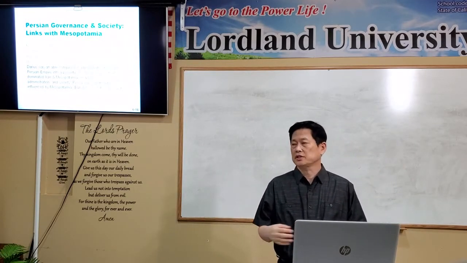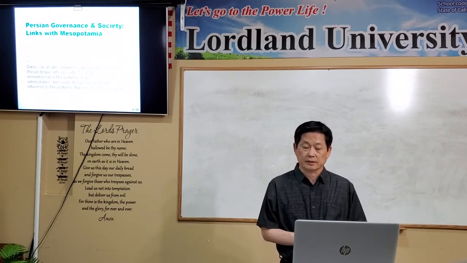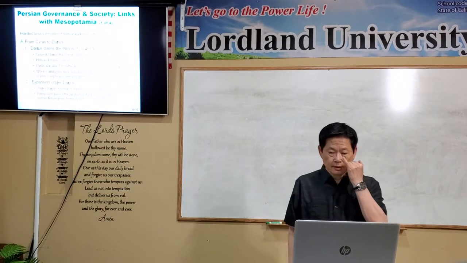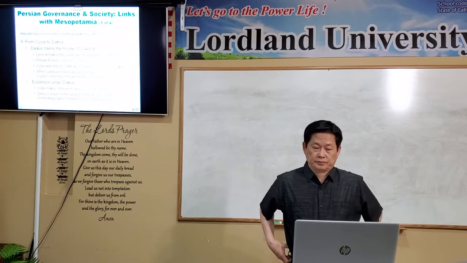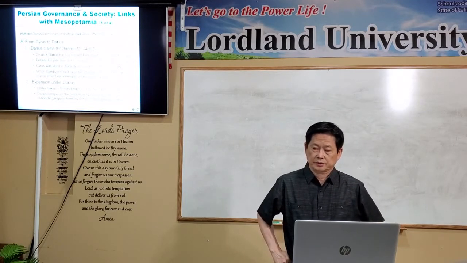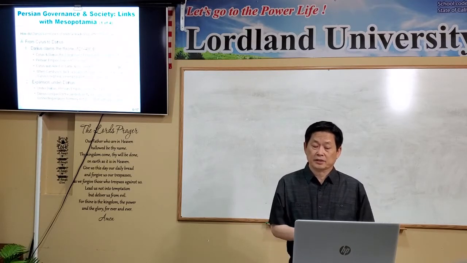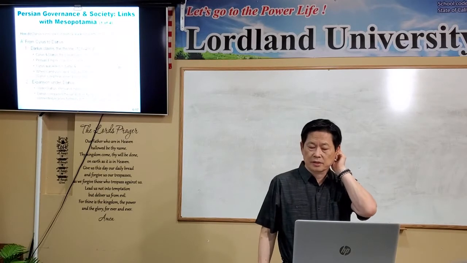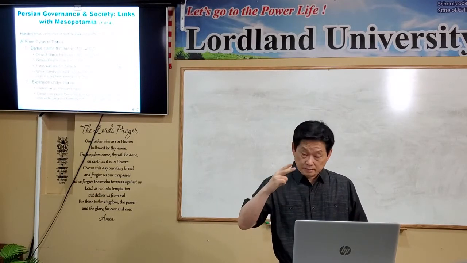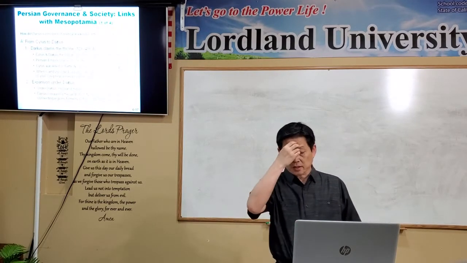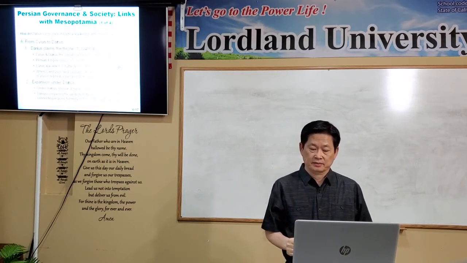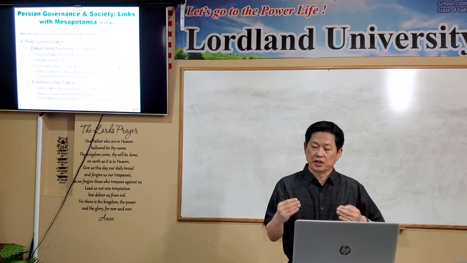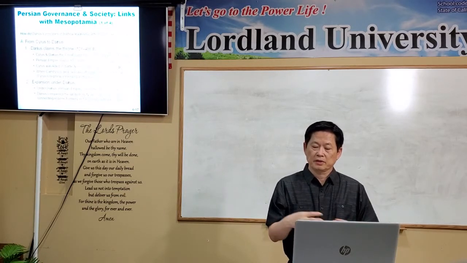Section 2, Persian governance and Persian society. Linked with Mesopotamia. From Cyrus to Darius. Darius was a nephew of Cyrus. The first king is Cyrus. Second king is Cambyses. Third king is Darius. Cyrus and Darius ruled Persia at the highest point of the empire.